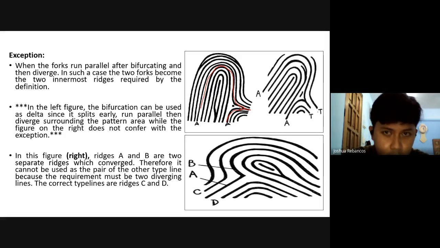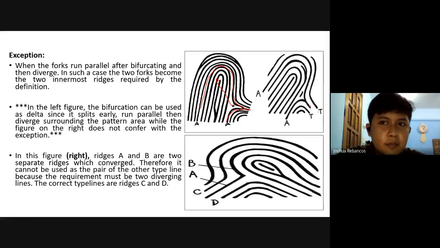Okay? I mean, siya yung magiging considered na type line. And itong dot ridge na to, ito yung magiging considered natin na delta. Ito yung core. Okay? In the left figure, ito. Ito yung kanina pala, sorry. In the left figure, the bifurcation can be used as delta since it splits early.